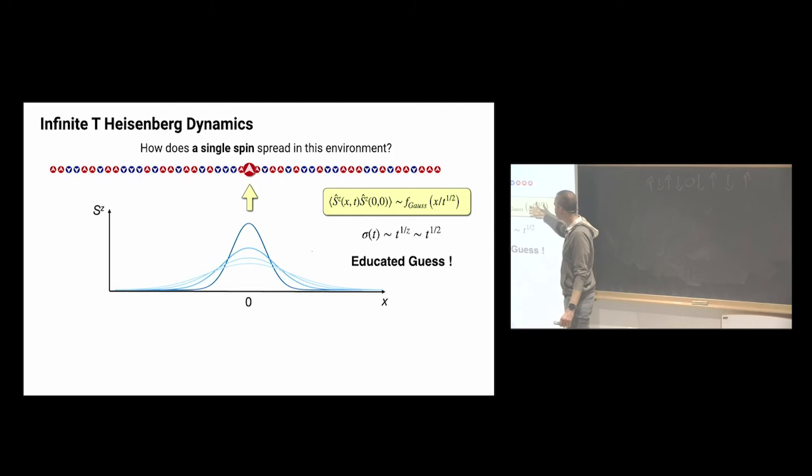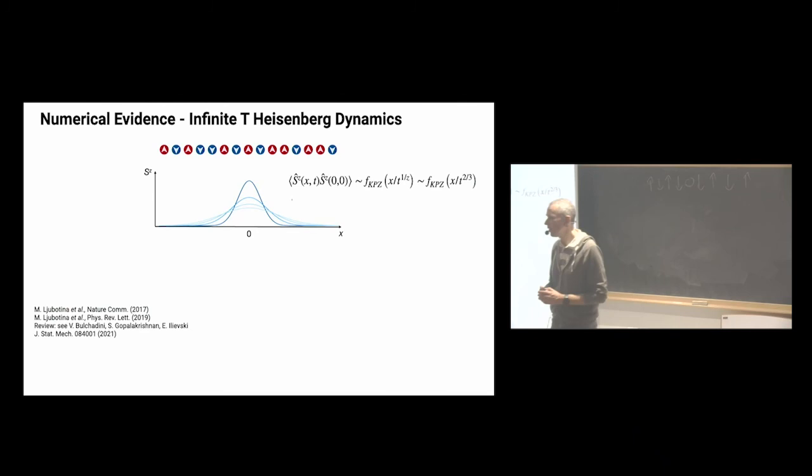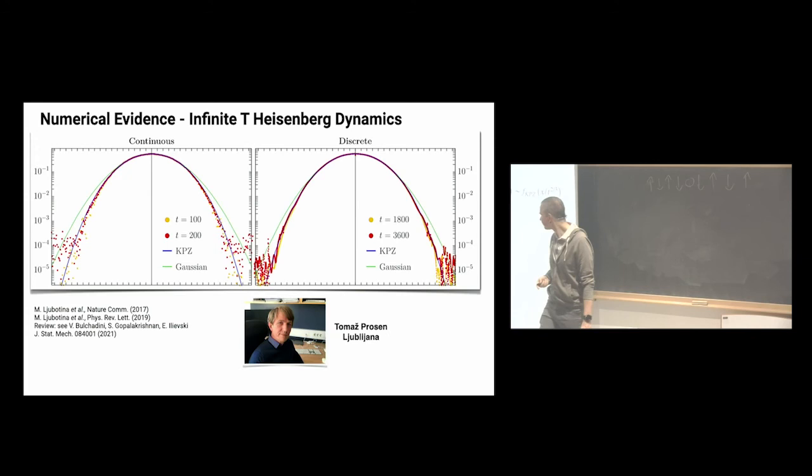It turns out that's wrong. And this is what Tomasz found in this numerical work, that this dynamical spin-spin correlation function is exactly the KPZ scaling function. So this is something coming from KPZ physics. And space and time are linked together by a dynamical exponent of 3/2. Okay. And here's the numerical evidence for that. If you look at this function, you can really see it beautifully follows this KPZ solution. And the Gaussian is off, actually. And this is continuous time and a discrete model. They can go to even longer times, corroborating this idea, basically.